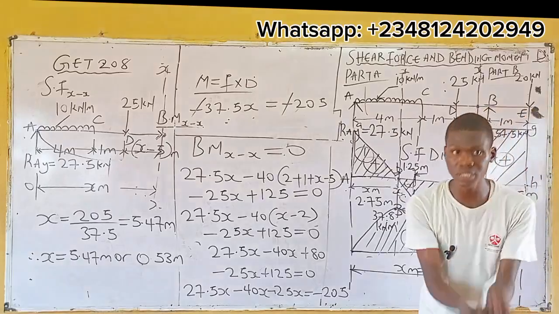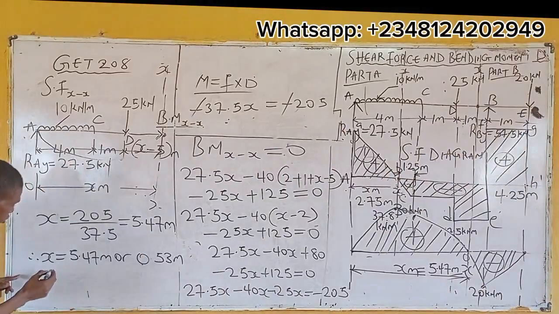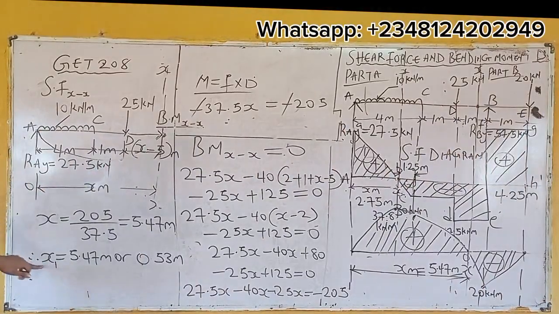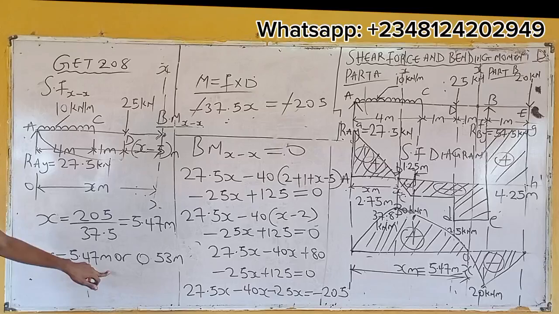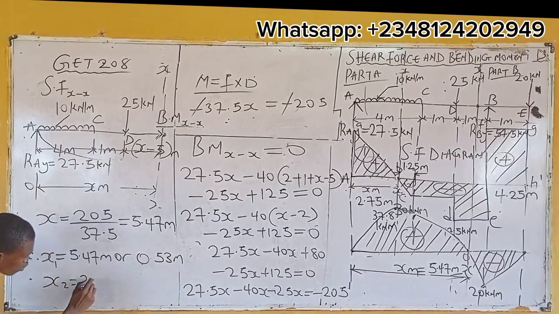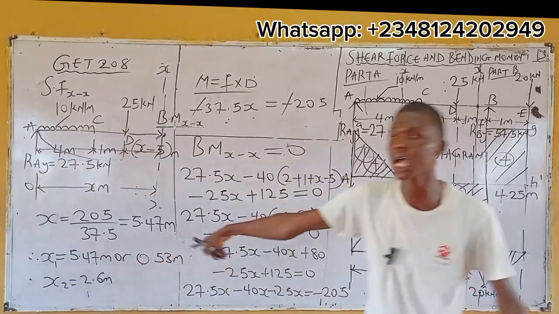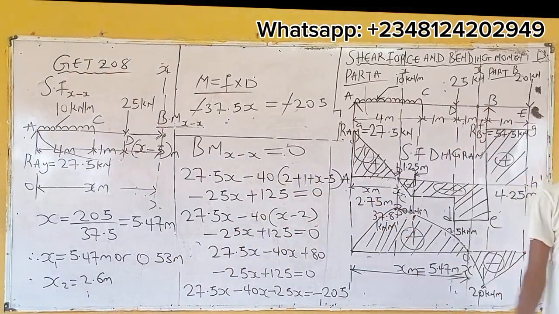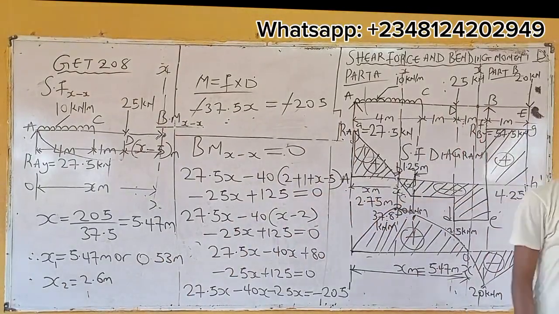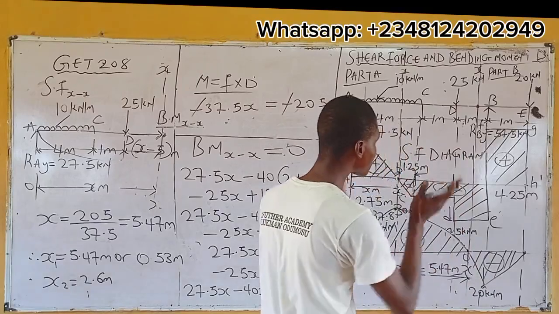I'm going to have two roots of this equation, say x1 and x2. Let's say x1 is equal to 5.7 meters, and x2 is equal to 2.6 meters. Which one are you going to choose between x1 and x2? Why are you choosing x1? Because you're looking at your beam, something that you are seeing.